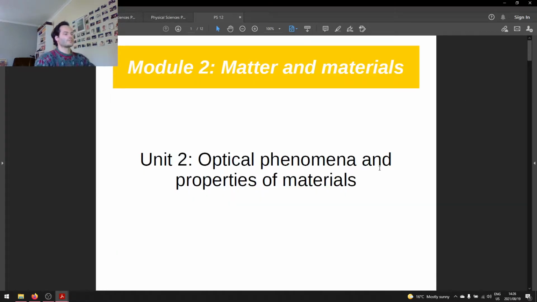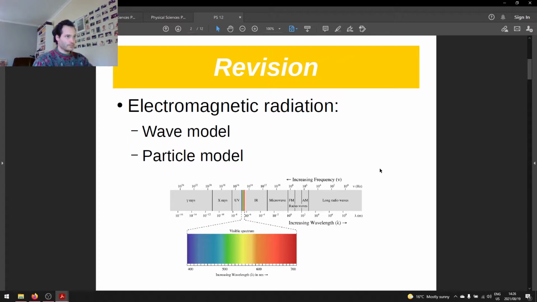Right, grade 12, as you can see, we are looking at matter and materials, module 2, unit 2, optical phenomena and properties of materials. This is our second last unit for the year. We sometimes talk about this unit as just the photoelectric effect because that's what we are going to be dealing with in this unit. Just some quick revision from previous years.